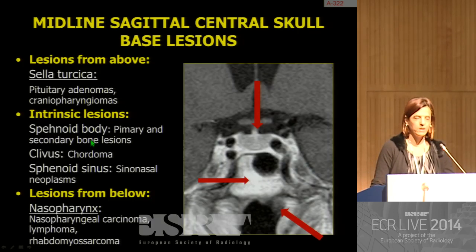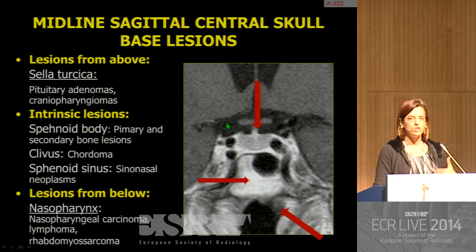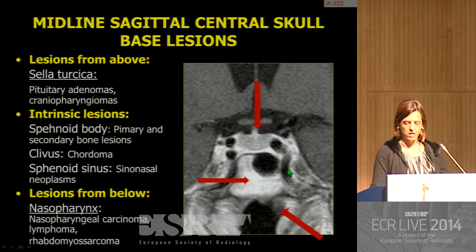So beginning with the midline sagittal central skull base, in order to make differential diagnosis, you need to know exactly what lies in there. So we have the body of the sphenoid containing the sphenoid sinus, and you have the clivus also. Then above you have the pituitary gland and the sella turcica, and below you have the nasopharyngeal mucosal space. So what kinds of lesions can we get there?